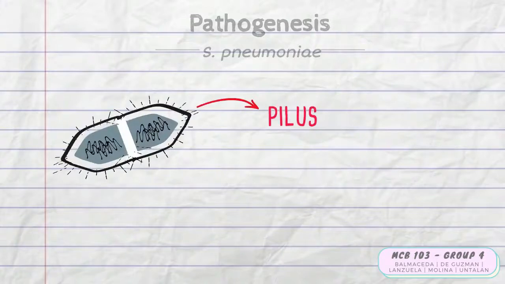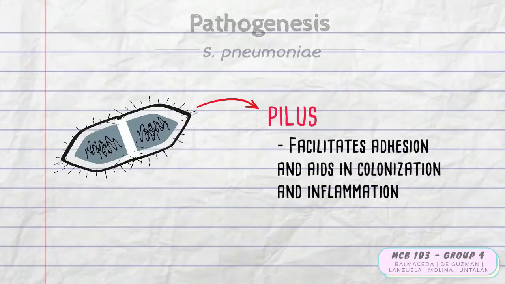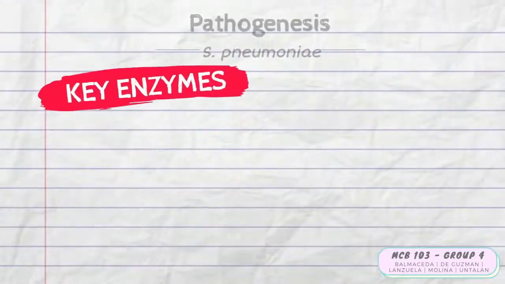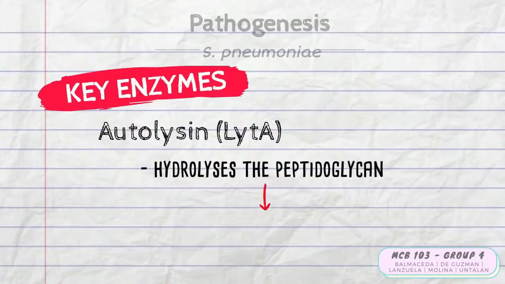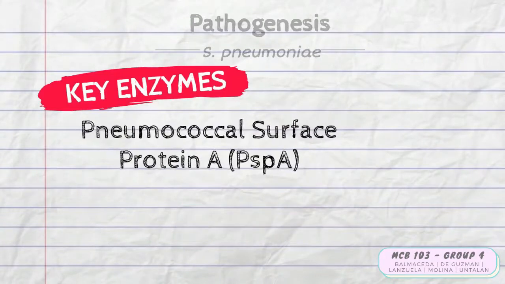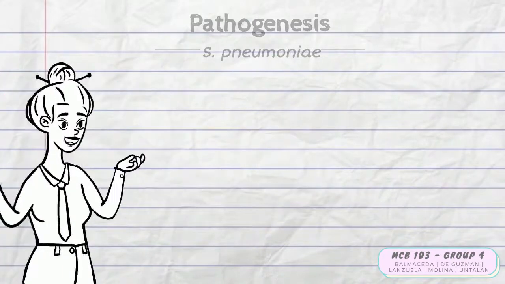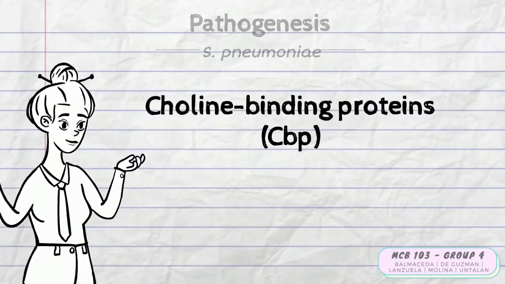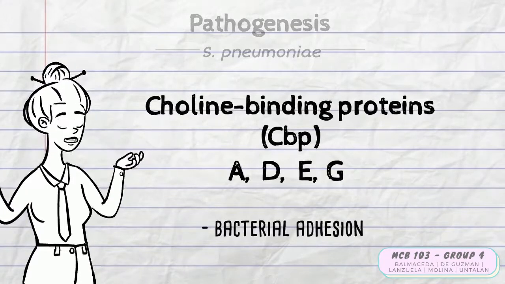Pilus, another surface structure, facilitates adhesion and aids in colonization and inflammation. Key enzymes that contribute to the pneumococcal virulence include autolysin, which hydrolyzes the peptidoglycan leading to cell wall lysis and inflammation, and the pneumococcal surface protein A, which acts by disrupting the complement induction, preventing opsonization and phagocytosis. Additionally, the choline-binding proteins or CBP A, D, E, and G function for bacterial adhesion.